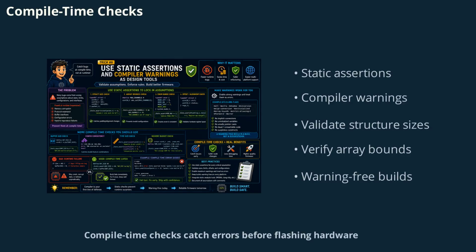Compile time checks catch errors before flashing hardware, making refactoring safer and supporting easier multi-platform development. A warning-free build should be a non-negotiable rule. By leveraging compile time tools, you prevent issues early and build more robust firmware.